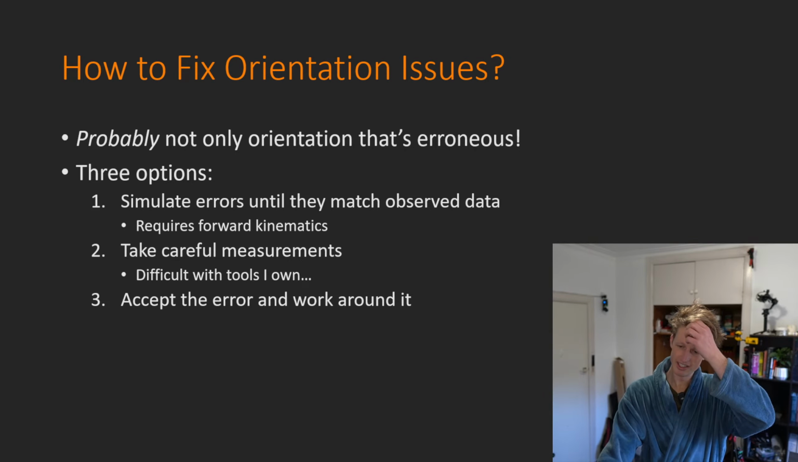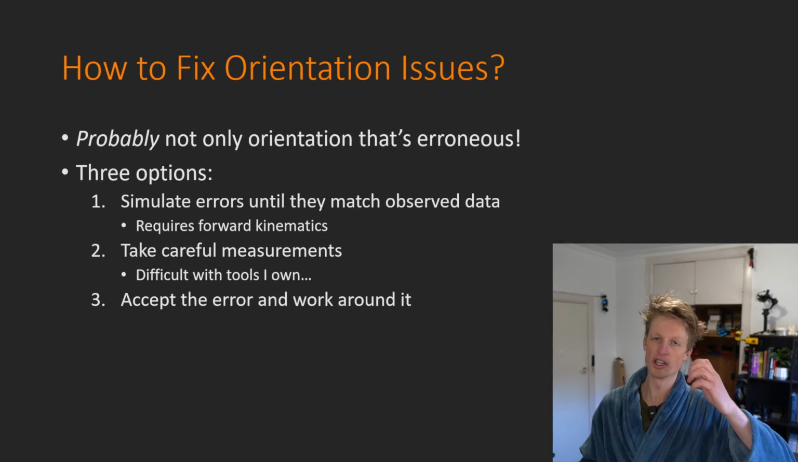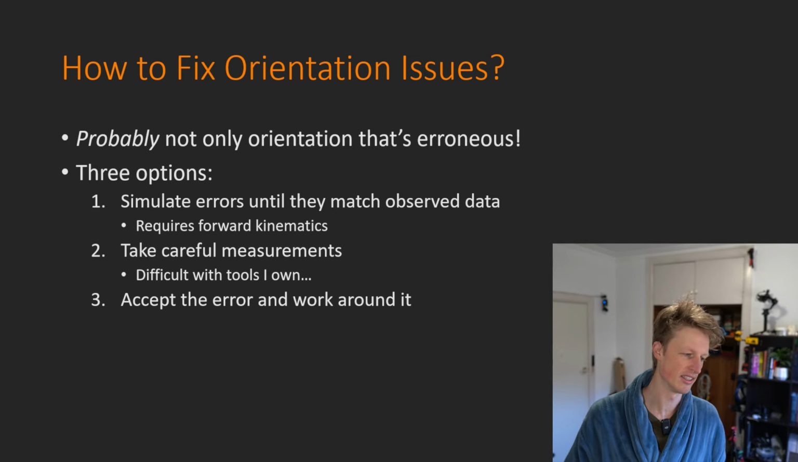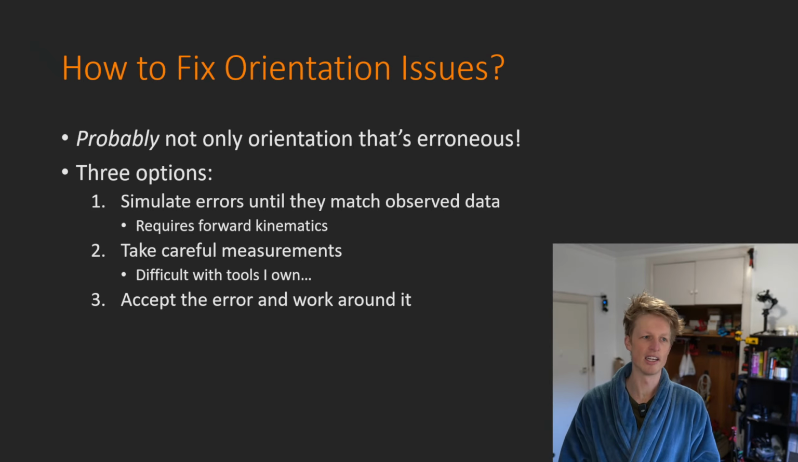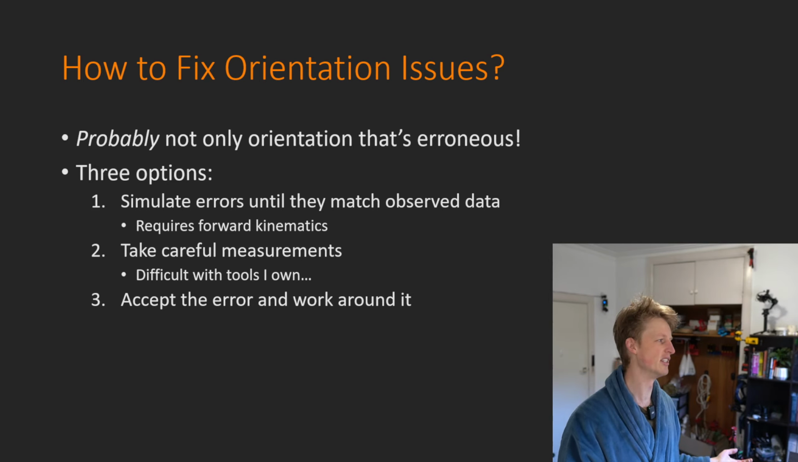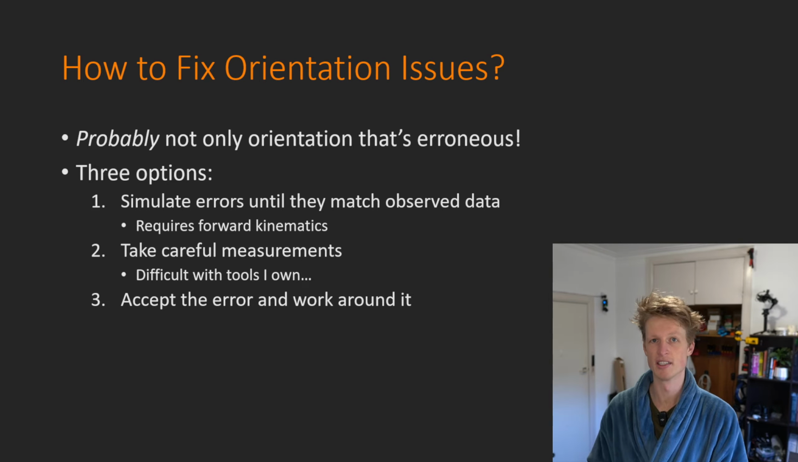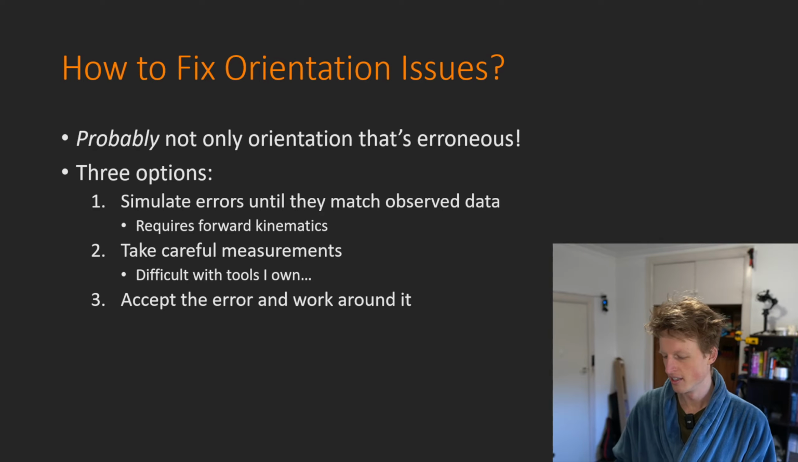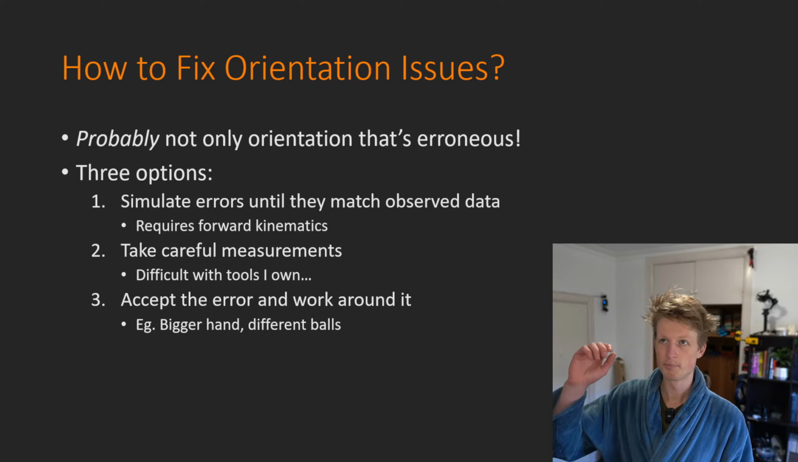The third option is to accept the error and work around it. So recognize that this error is going to be here and try to change the robot so that it is less affected by these errors, for example, by having a bigger hand and by using different balls.